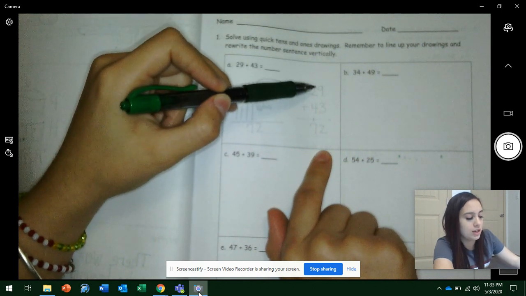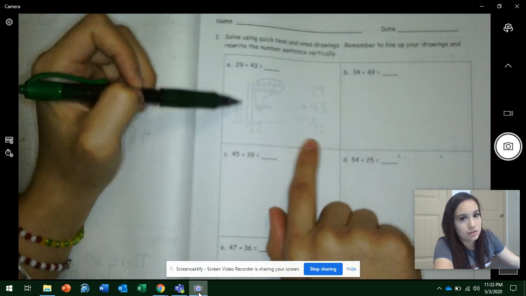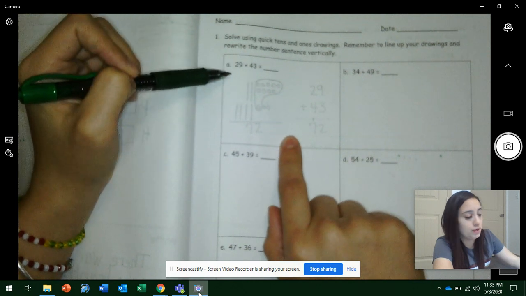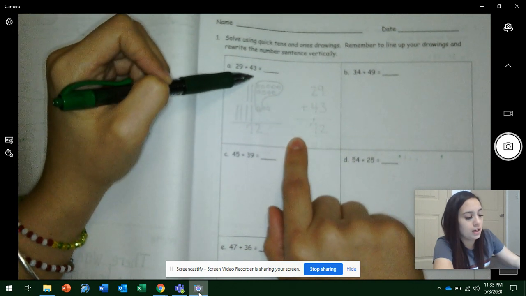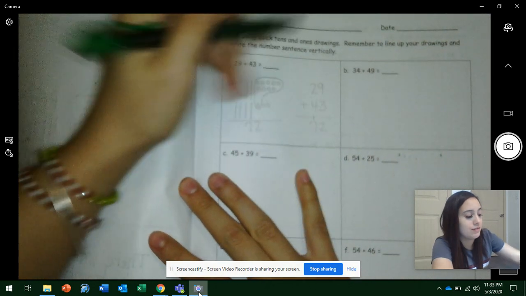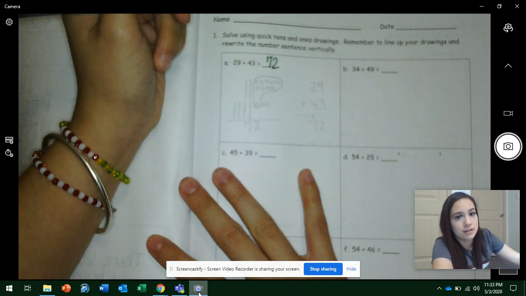They got the same thing here. 2 plus 4 is 6, 6 plus 1 is 7. So they did all of the work here in the first one for you as an example. So we know that 29 plus 43 equals, get ready? Yes, 72. Don't forget to write your answers on the line, boys and girls.